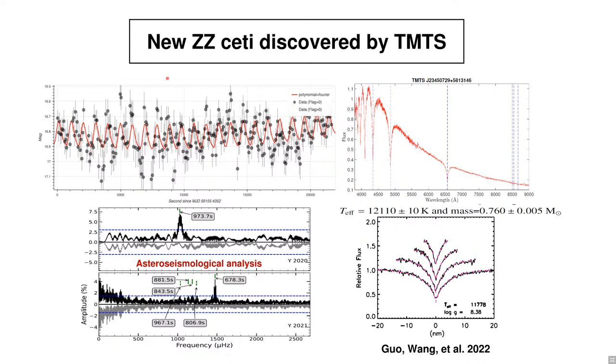Okay, there are also some other interesting science results from TMTS. For example, the new ZZ Ceti we discovered: from the asteroseismological analysis we determined the parameters of this white dwarf star. It's a really normal carbon-oxygen white dwarf.